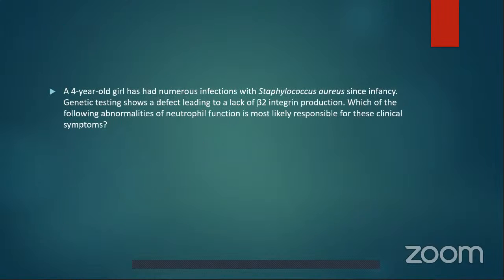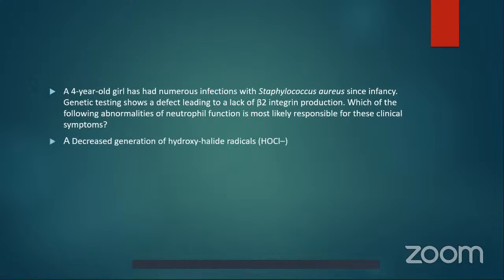Next question. A 4-year-old girl has had numerous infections with Staphylococcus aureus since infancy. Genetic testing shows a defect leading to lack of beta-2 integrin production. Which of the following abnormalities of neutrophil function is most likely responsible for these clinical symptoms? Right? So they have very clearly given that there is a lack of beta-2 integrin. So where did we learn about integrins?